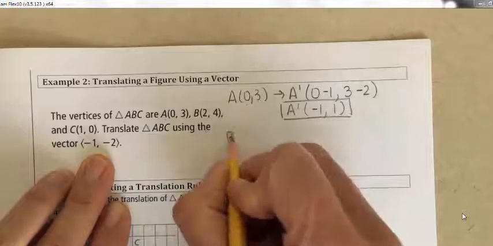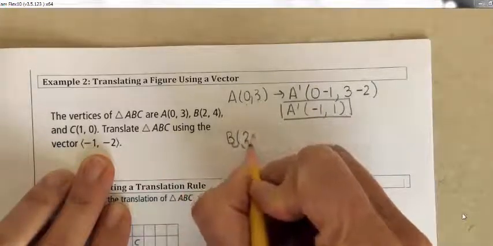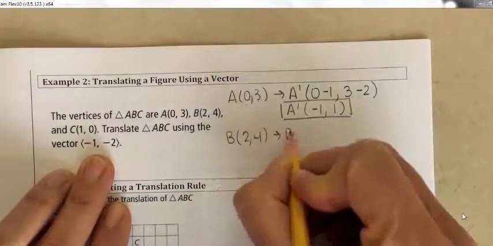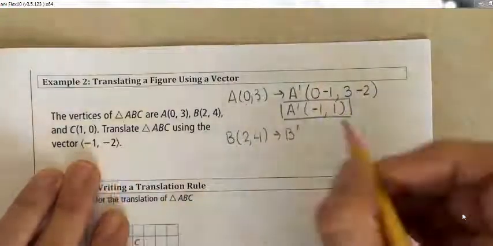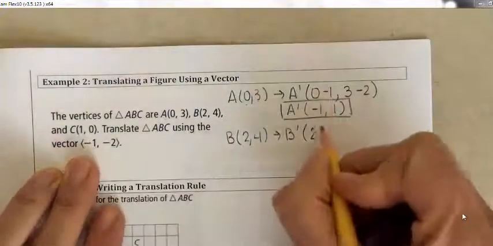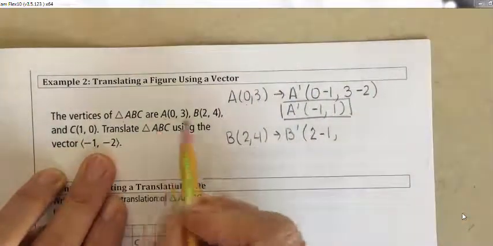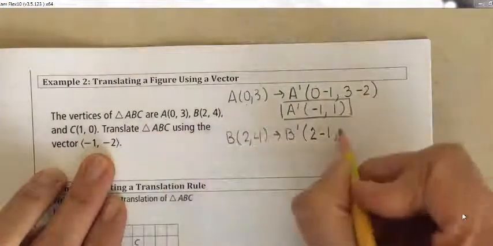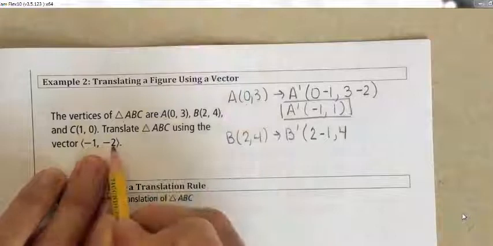Do the same thing for B. So I got 2, 4. Then for B prime, you use the same exact vector. I'm going to take 2. It moves horizontally -1 or to the left 1. I'm also going to take 4. And it moves vertically -2 or down 2.